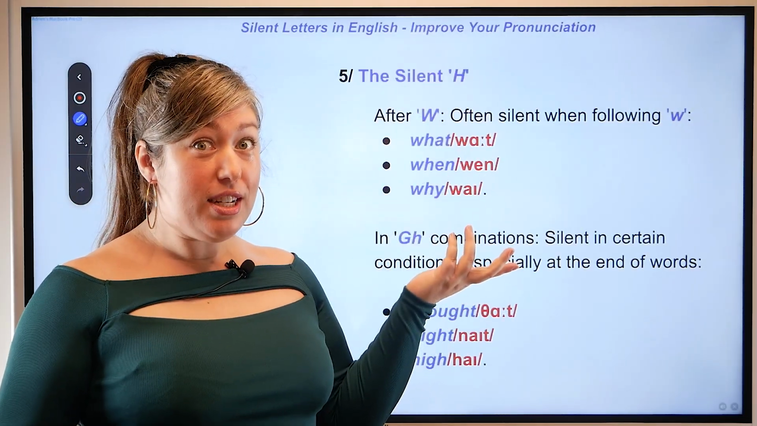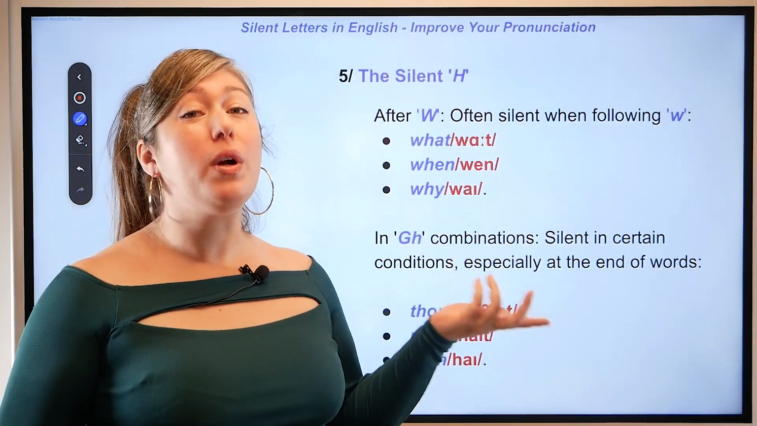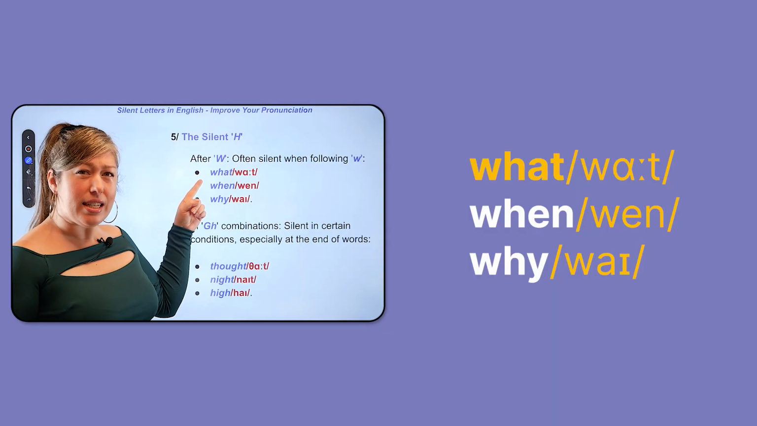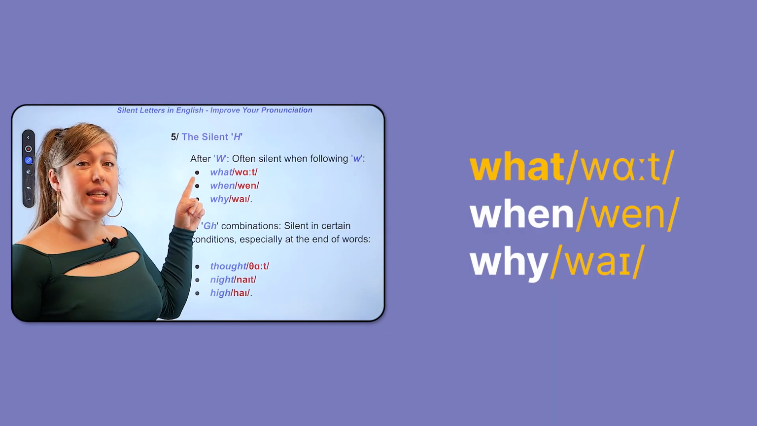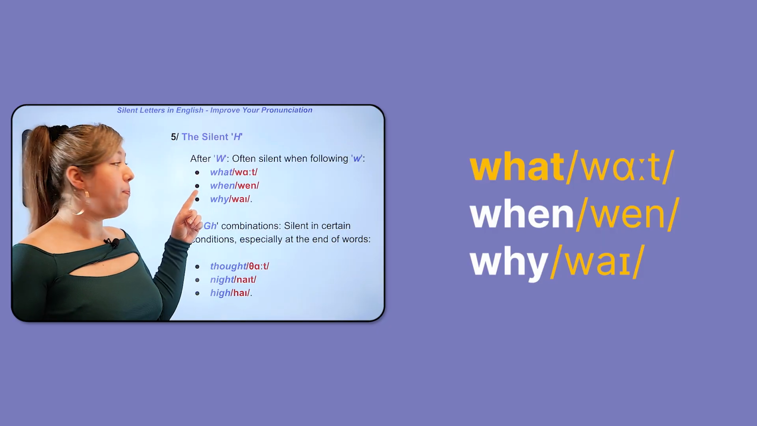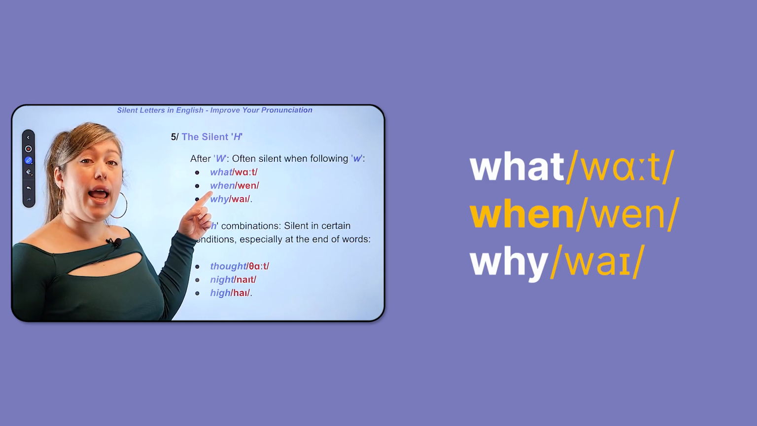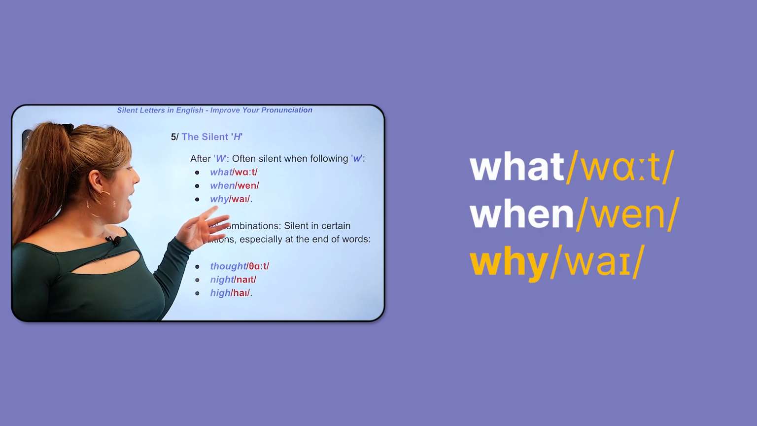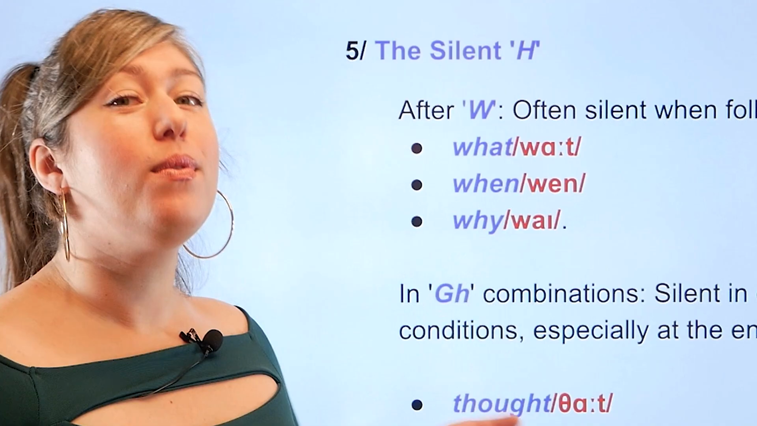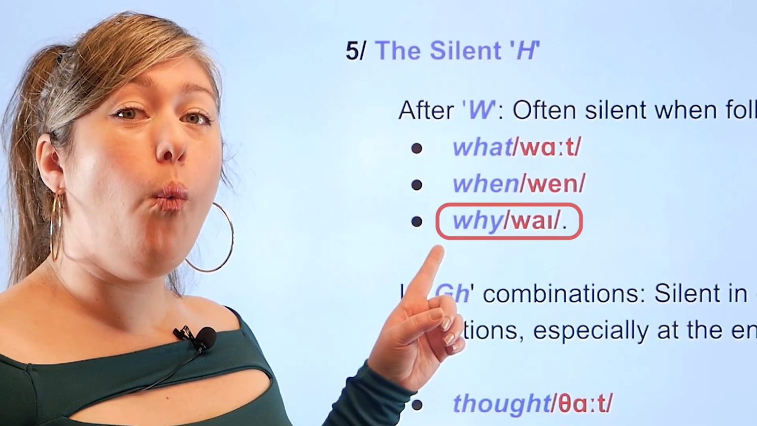And number 5, we have the silent H. In question words, which are WH question words, you're going to hear these all the time. It's important to remember that we don't say the H sound. We're not saying hwhat. We're taking out the H sound and simply saying what. You can focus on the W sound. What. Or this one, when. Not hwhen, when. And this one, why. Once again, what, when, why.